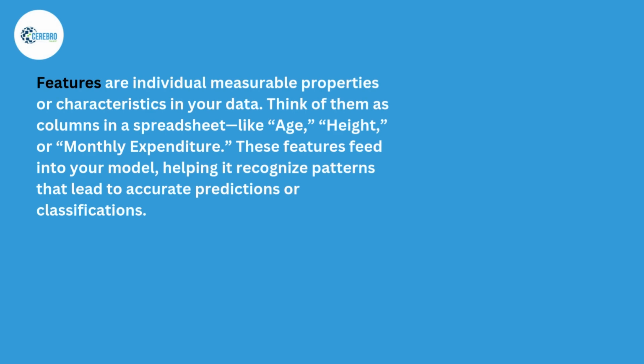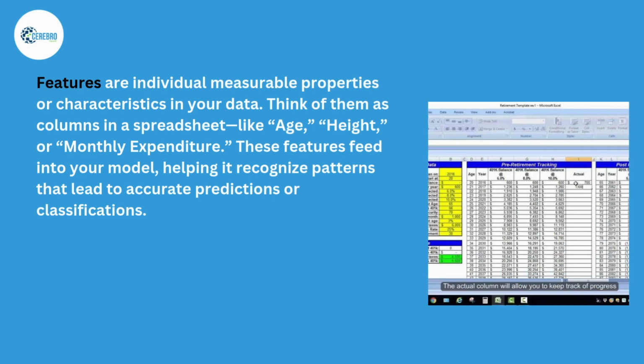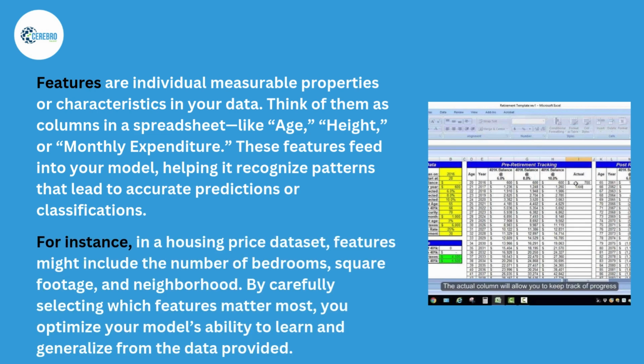Features are individual, measurable properties or characteristics in your data. Think of them as columns in a spreadsheet, like age, height, or monthly expenditure. These features feed into your model, helping it recognize patterns that lead to accurate predictions or classifications. For instance, in a housing price data set, features might include the number of bedrooms, square footage, and neighborhood. By carefully selecting which features matter most, you optimize your model's ability to learn and generalize from the data provided.